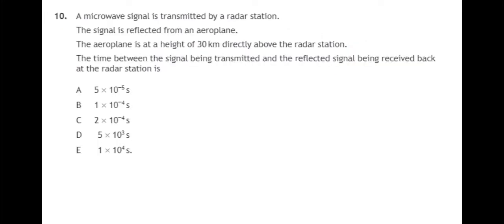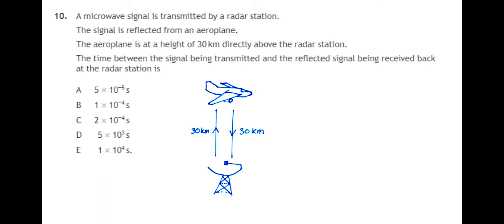Number 10, a microwave signal is transmitted by a radar station. The signal is reflected from an aeroplane. The aeroplane is at a height of 30 kilometers directly above the radar station. The time between the signal being transmitted and the reflected signal being received back at the radar station is... So, there's our radar station. There's our plane. Now, the radar signal has to travel 30 kilometers to get from the radar station to the plane. But then it reflects off the plane, so it has to travel an additional 30 kilometers back again.